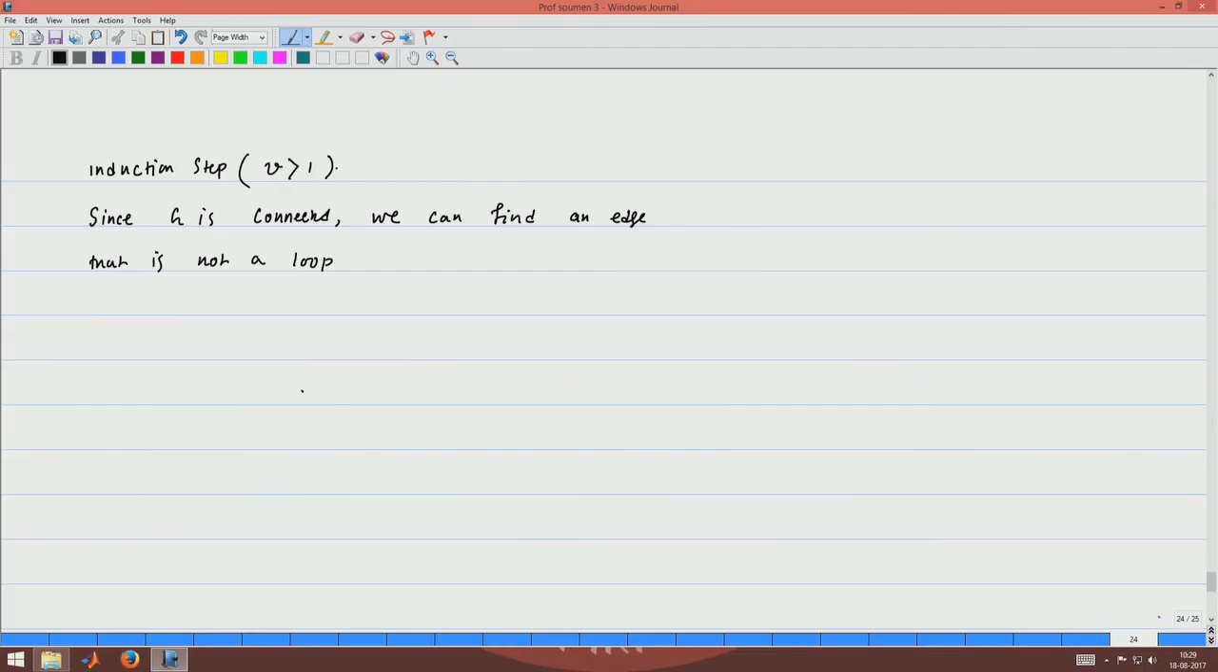See, the number of vertices is strictly greater than 1. So, suppose at least 2 vertices are there in the graph, and then all the edges can't be just loops because the graph is connected. So, there has to be an edge connecting two distinct vertices. So, we can find an edge that is not a loop, and then when we contract such an edge, we obtain a plane graph G prime.